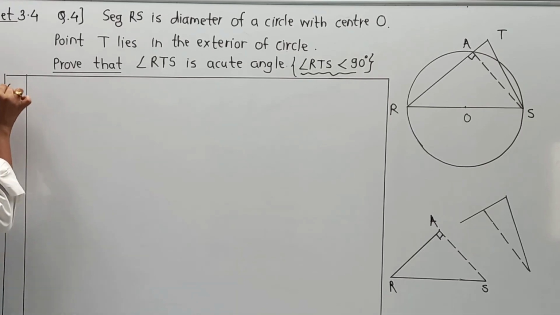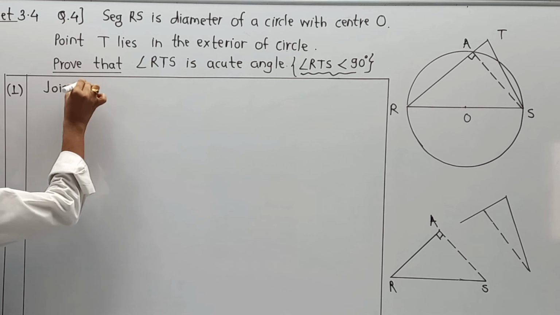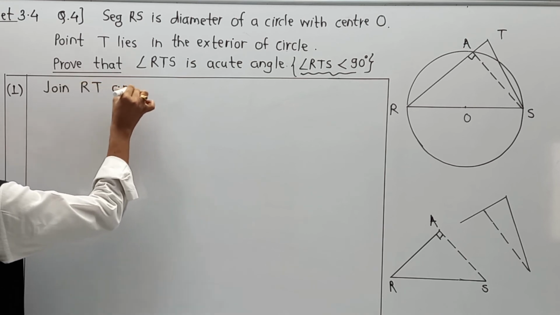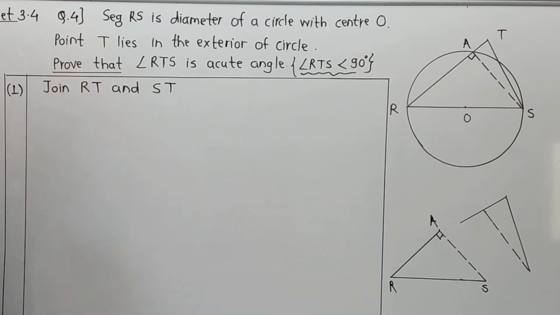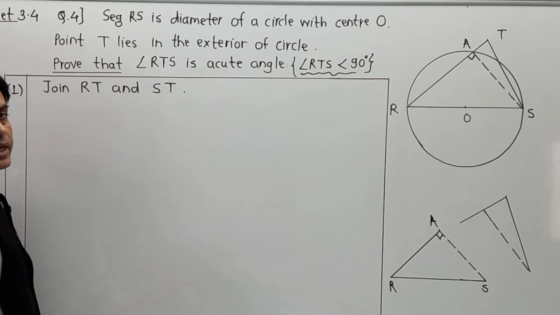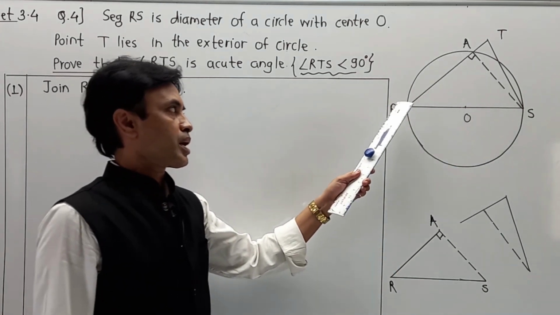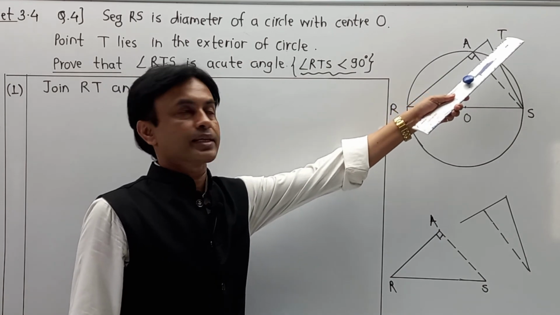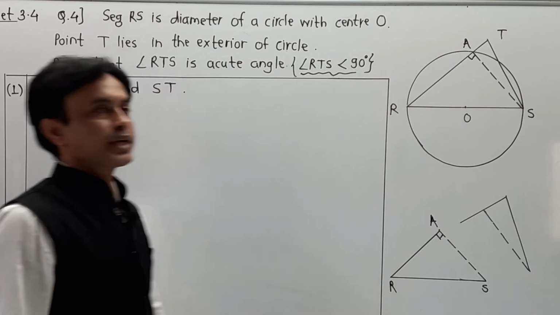So first, join RT and ST. Join RT and ST, because in the original diagram they have not given it as joined. So join RT and ST. It is your first part. Next, also join SA first. When RT touches, when we draw RT, it touches the circle at point A.